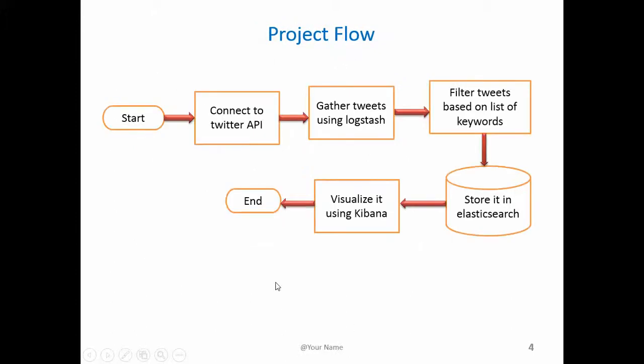This is a high-level project flow of what I just mentioned. So I begin by connecting to the Twitter API. I will gather tweets using Logstash, using Twitter as the input, filter the tweets based on certain list of keywords, store it in Elasticsearch, and visualize it using Kibana.